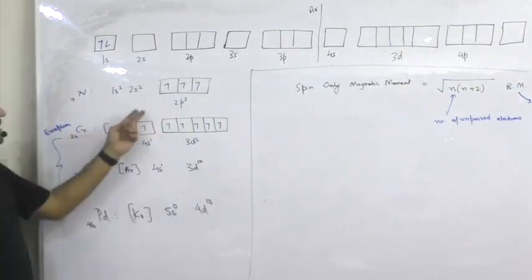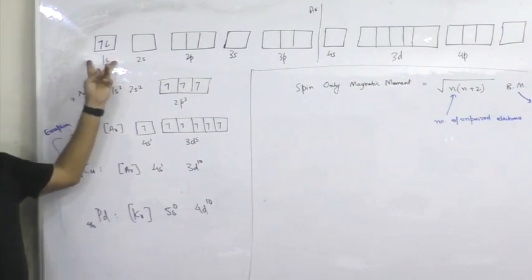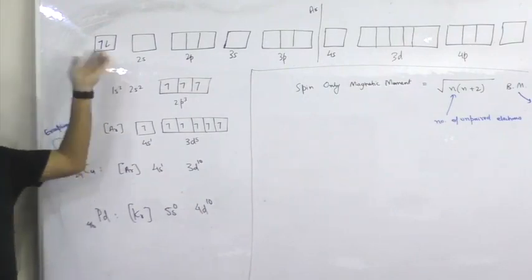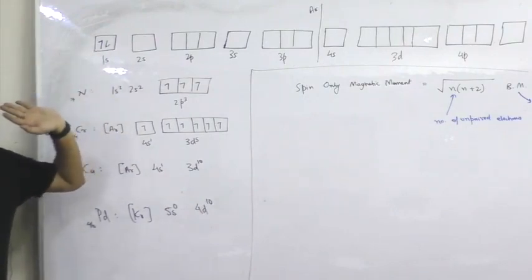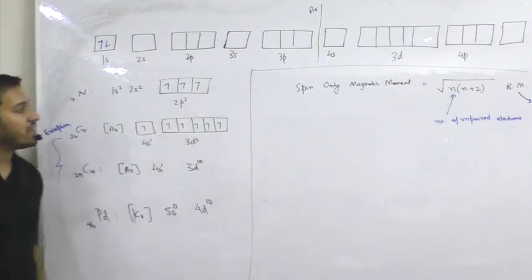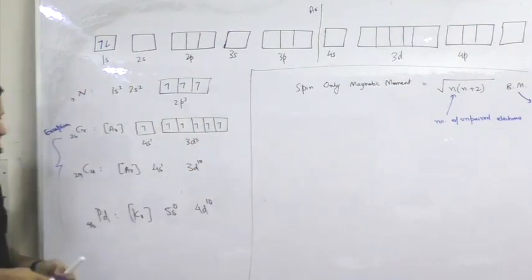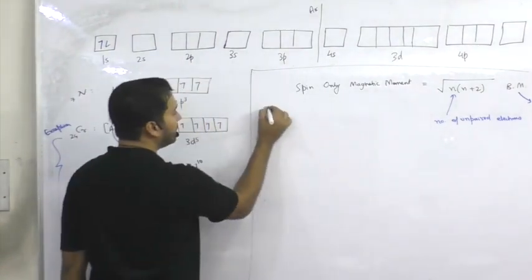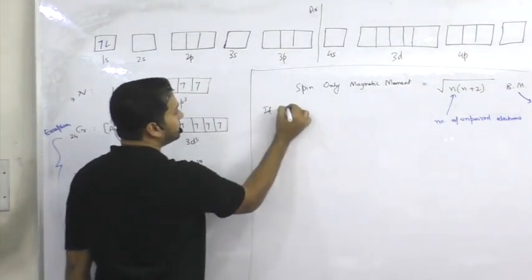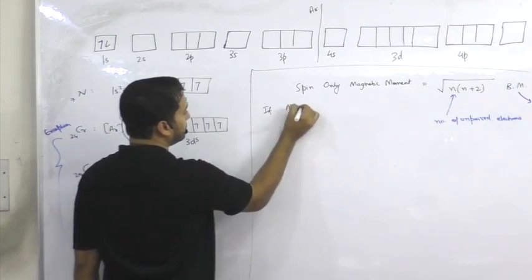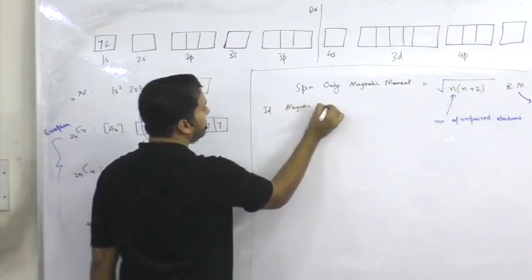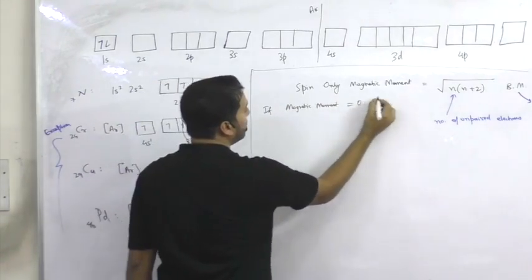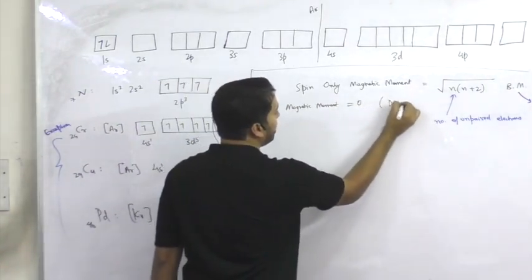See, if electrons are paired like this, 1s2, then the magnetic moments will cancel out. So we don't care about the paired electrons. We only count the number of unpaired electrons. So can you tell me, and we also write like this, that if the spin-only magnetic moment is 0, we say that the atom is diamagnetic.